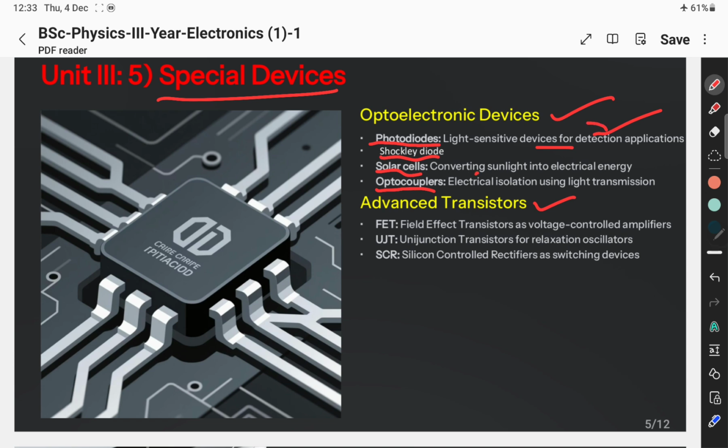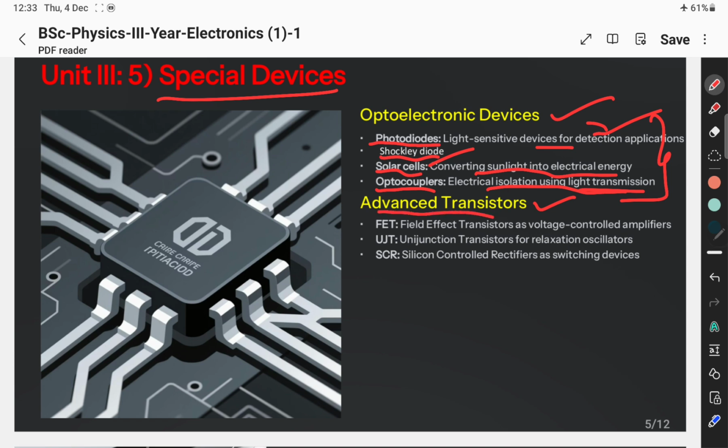Next, a solar cell converts sunlight into electrical energy. Next, optocouplers transfer signals using light, giving electrical isolation using light transmission. For real life applications, you can see automatic street lights, and solar panels. They can be set as direct applications.